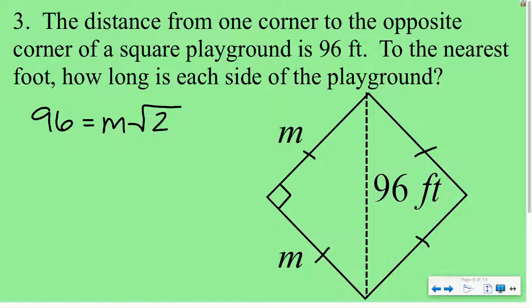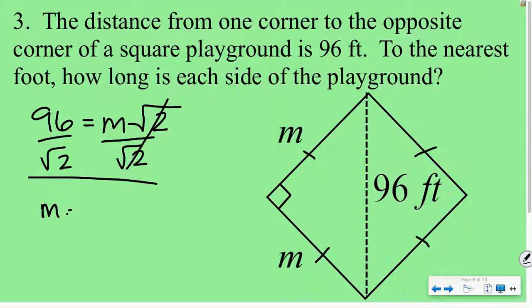All right, number 3. The distance from one corner to the opposite corner of our square playground is 96 feet. To the nearest foot, how long is each side of our playground? When you draw that diagonal in there, you end up creating this isosceles right triangle. So 45, 45, 90. 96 is representing the hypotenuse, and m is representing my leg length. So when you start your equation, you should start it that way. To get m by itself, the side length of the square, I'm going to divide by the square root of 2, and I get m equals 96 over the square root of 2.